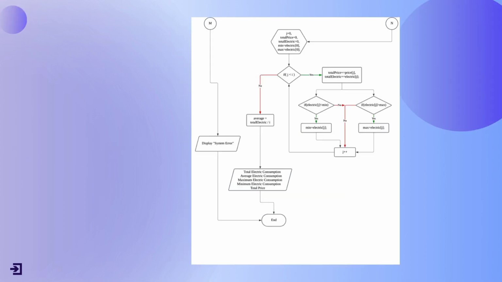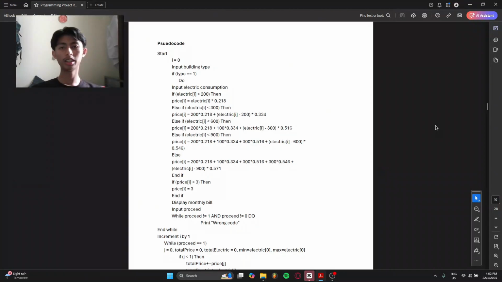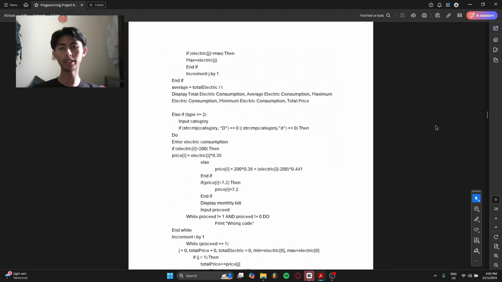And lastly, we'll calculate the total price, total electric, and the minimum and the maximum. So we'll look at how many loops it will have and check the minimum, maximum, and calculate the total price. Lastly, it will be displayed and the program will end. If the user inputs any wrong code, the system will display system error and the program will end. And here is our pseudocode that we made from our flowchart.